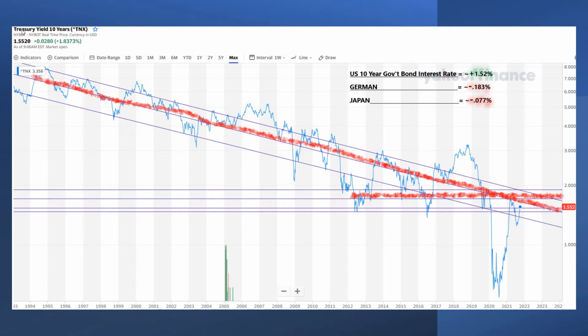First, I wanted to go over interest rates. The 10-year U.S. Treasury is what we use to monitor general interest rates. This chart goes back to 1994, and we can see the decline. This is 8%. We can see the decline in the last 30 years of interest rates.